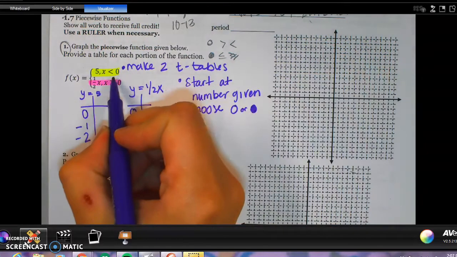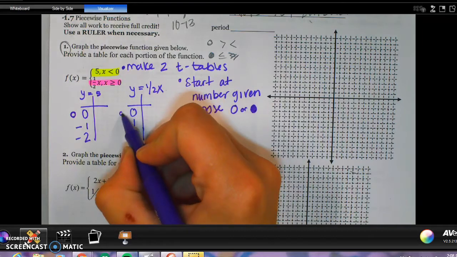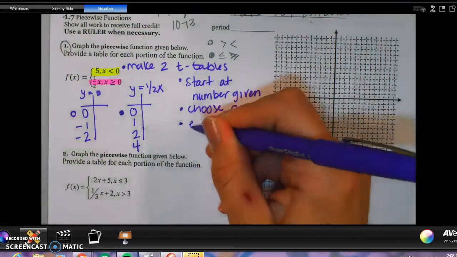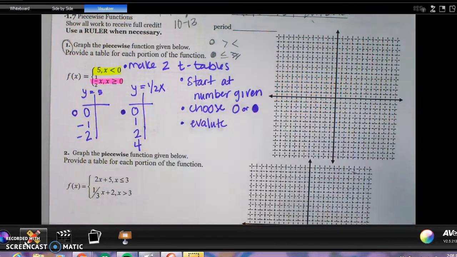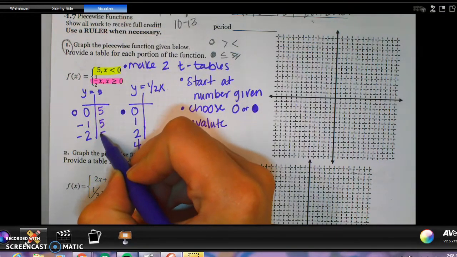Next thing is to choose open circle or closed circle. So looking at this, I need an open circle here. This one is a closed circle. So that's kind of how I remind myself what to do. Then you're going to plug in the numbers. I'm going to write evaluate. You can write however you want. So this is my equation, y equals 5. Well, that's an easy one because that just means y always equals 5.